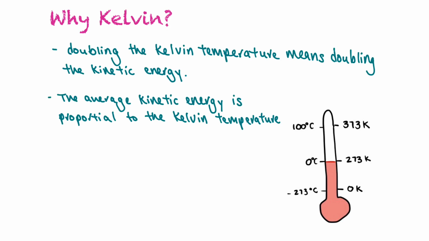So we just need to remember that we need to add 273 onto our Celsius values to get our Kelvin temperature. So remember, it's an absolute scale. 0 Kelvin is equal to negative 273 degrees Celsius. Freezing for Celsius is 0, but that's 273 Kelvin. And then water boils at 100 degrees Celsius, which is 373 Kelvin.